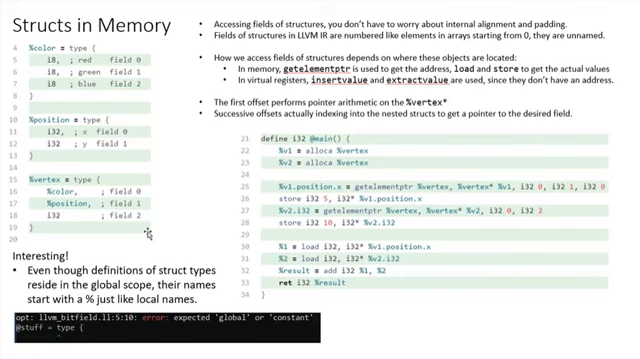When accessing fields of structures, we use a higher level syntax. These are definitions of struct types in LLVM IR. It's basically the same thing as struct declarations in C code. However, with the additional thing that fields of structures in LLVM IR are numbered like elements in arrays starting from 0. They are unnamed. So this is field 0, field 1, field 2, and so on. So they don't have names.